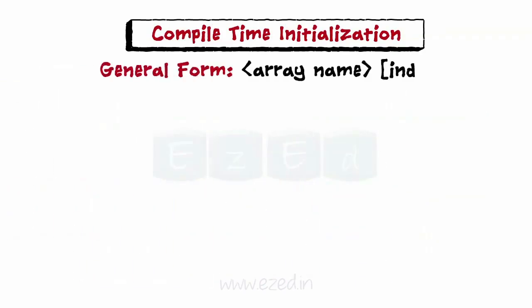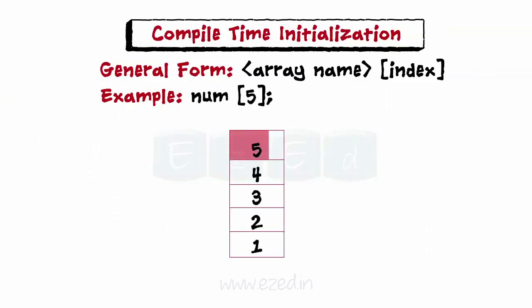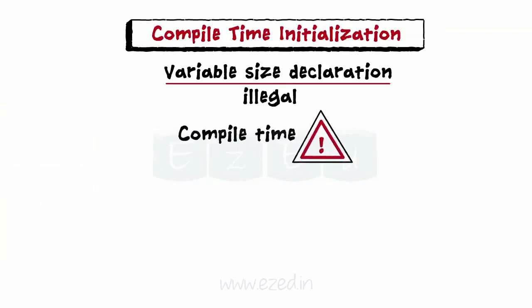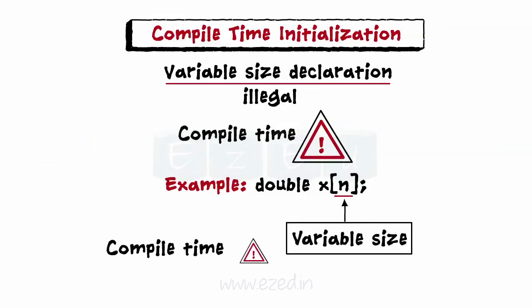Once declared, the array element can be referenced in this way. So the fifth element of array num is referred to in this way. Even a variable size declaration is considered illegal and leads to a compile time error. Here in this example, as n is a variable, it will lead to a compile time error.